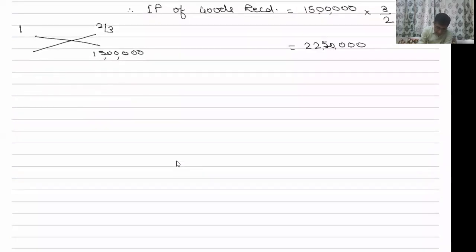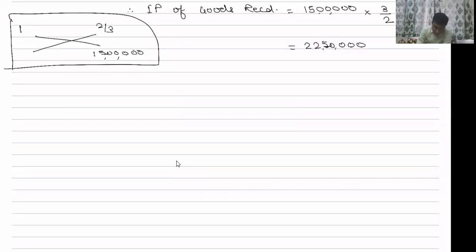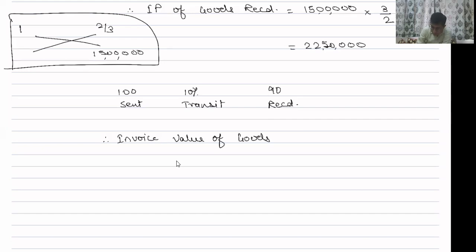Accordingly, now what's the situation? The situation is now if 100 goods were sent, 10% in transit. So 90 is received or not? इसका मतलब 22,50,000 is the value of that 90% only or not? Therefore, invoice value of goods sent is equal to 22,50,000 upon 90 into 100. And that comes to 25 lakh rupees.